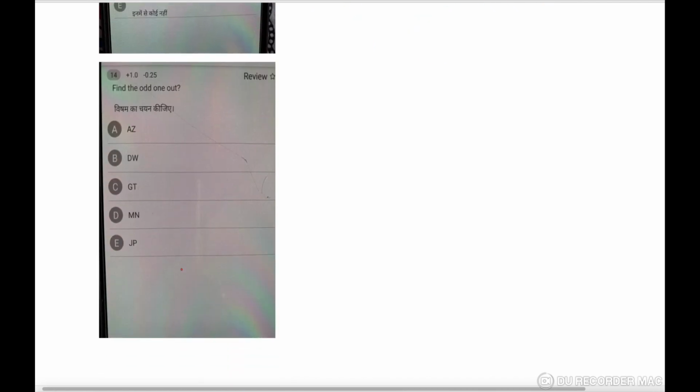Next, find the odd one out. Again a 1 mark question. AZ, DW, okay, AZ reverse, DW reverse, GT reverse. So I have some codes actually, I have remembered some codes. So DW I say dost wife, GT I say grand trunk. MN we know this is a reverse pair, but JP is not a reverse pair, okay. So this one is your odd option.